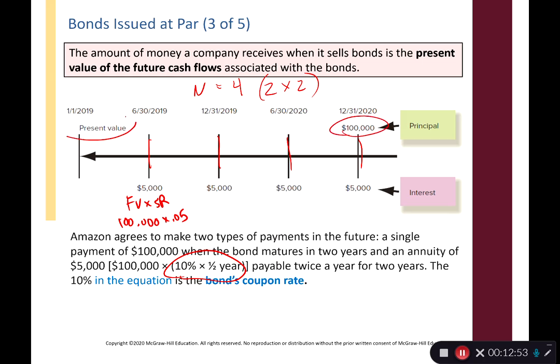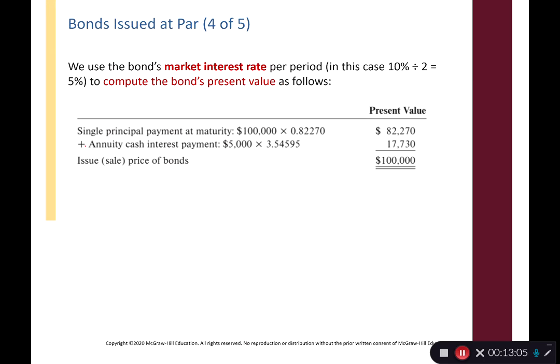The bond's issue price is what it's worth today, so that's the present value. Whenever the stated rate equals the market rate, the present value will always equal the face value of the bond, but you can actually use time value of money to calculate it. Here it's showing you how to use the charts. We're going to use our HP10B.